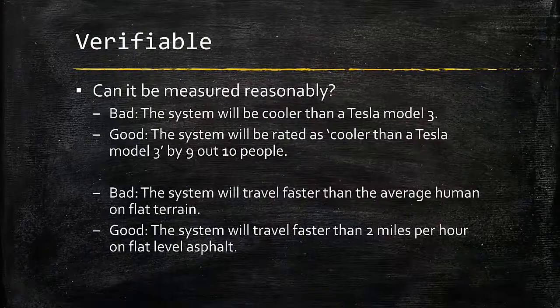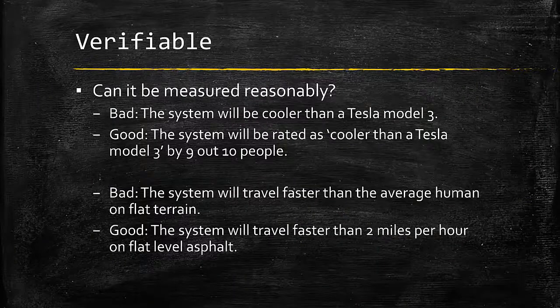In the first example, how many people do I have to ask? Who is the metric? Who defines cooler? In this case, we said 9 out of 10 people. Now, the term people might also be ambiguous based upon the situation, because, for example, we might only care if it's rated cooler by engineers, or it's only cooler by children, or it's only cooler by... so the definition of people could also be at risk here.